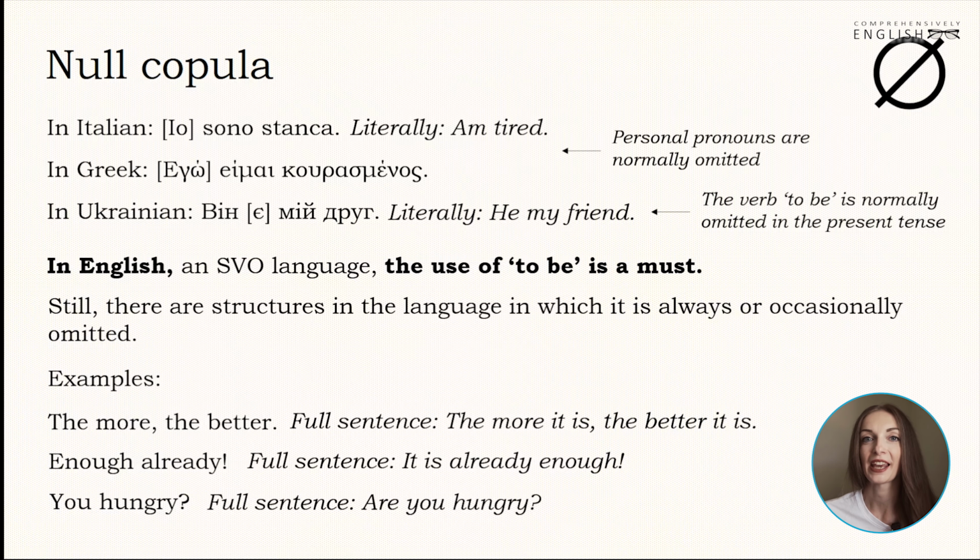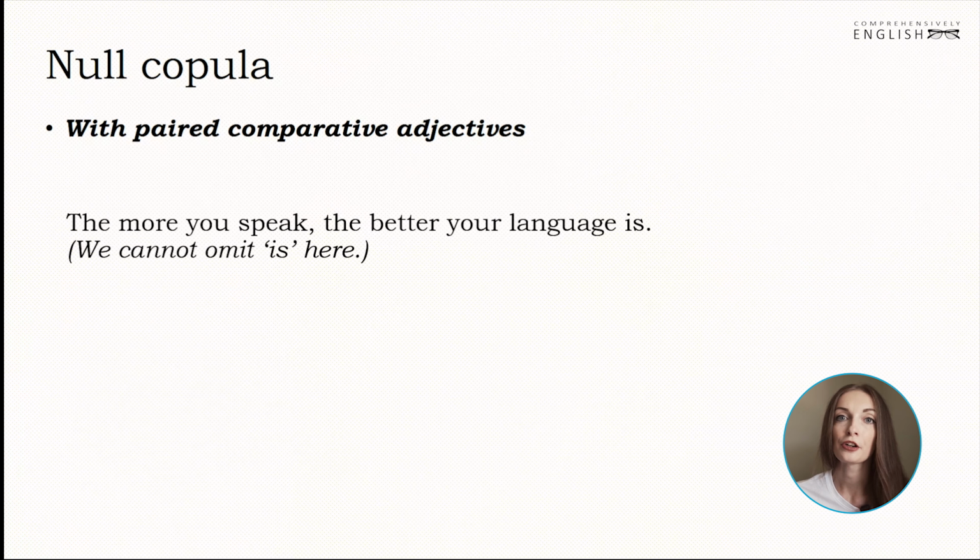Let's look at some cases when that can happen. We can have the omission of the verb to be or null copula when we have paired comparative adjectives, like in the more the better. Look at these two sentences. The more you speak, the better your language is. In this sentence, you cannot drop is, because the sentence will be ruined.